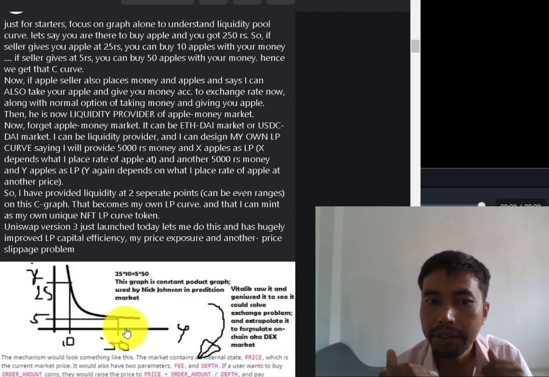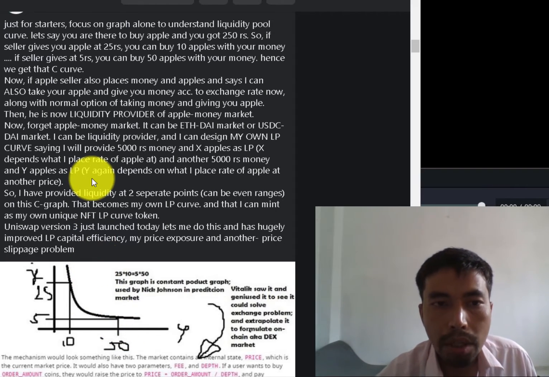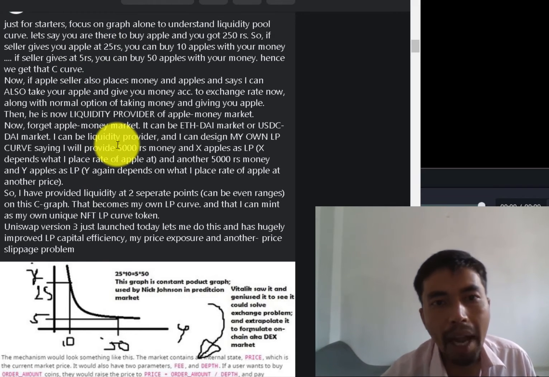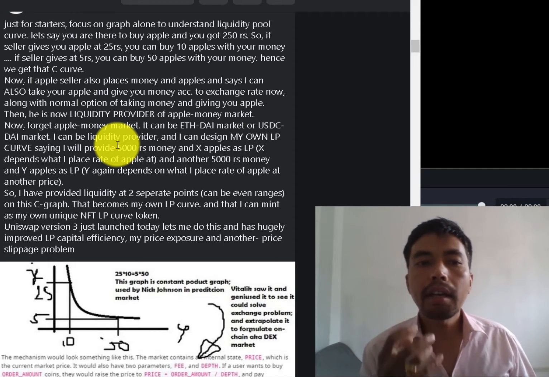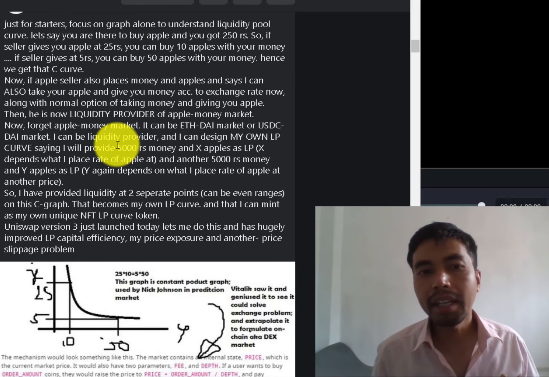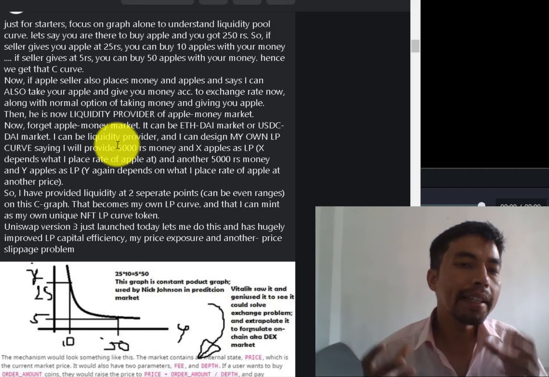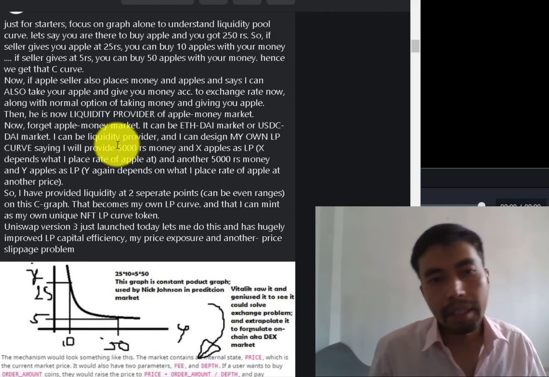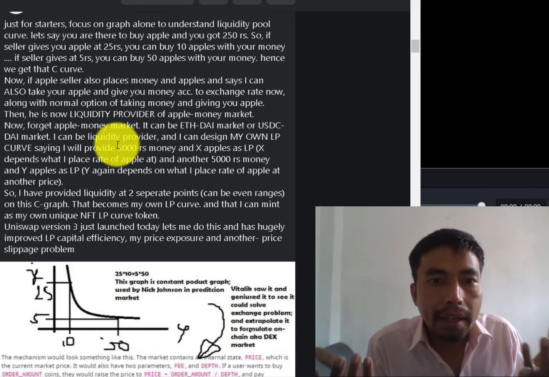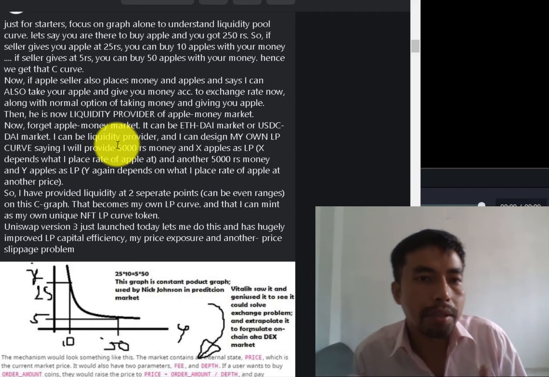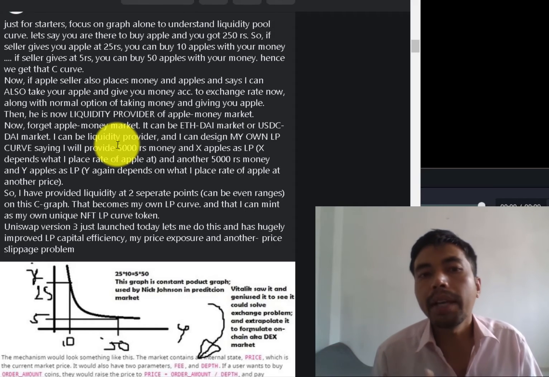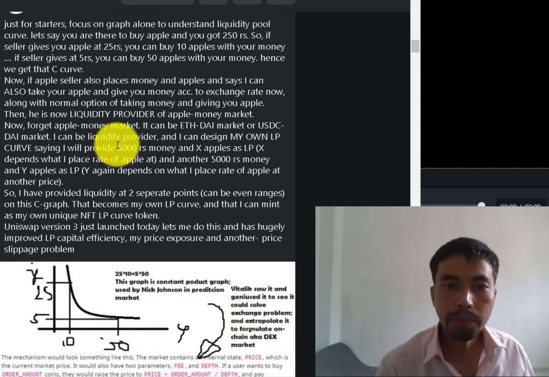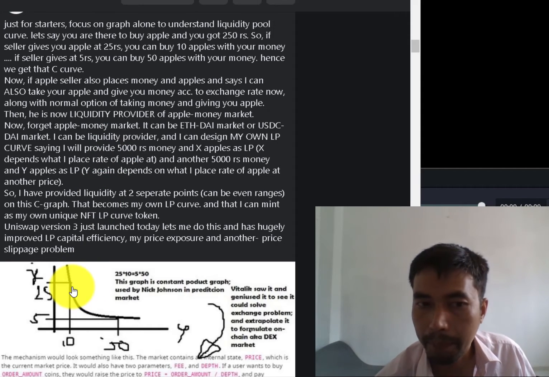So to understand this liquidity pool curve, I would like to start with a basic example. Let's say you are there to buy apples in an ordinary apple market, and you have got a total of 250 rupees. If the seller offers you apples at 25 rupees, then how many apples can you buy with the 250 rupees? You can buy 10 apples, right, because 25 rupees per apple into 10 apples equals 250 rupees. But if the seller offers you apples at 5 rupees per apple, then you can buy 50 apples with your 250 rupees. So that's exactly what's happening in this curve.